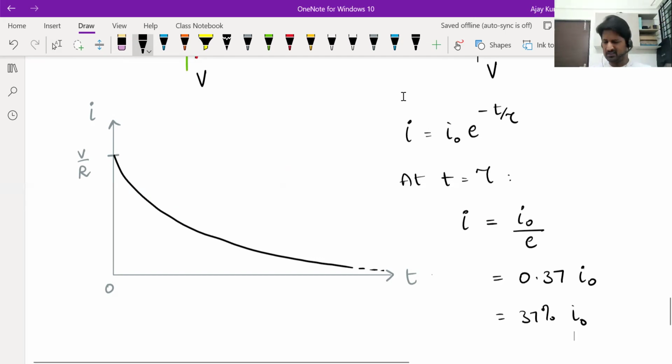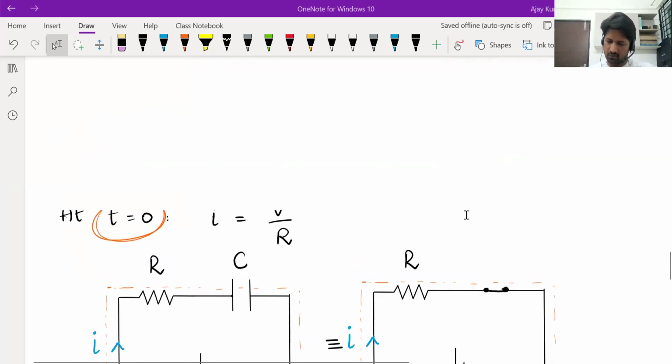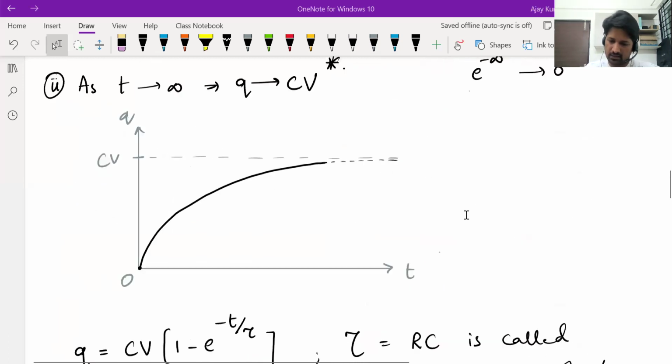See, these are slightly confusing to remember, but from the equation, you should be able to tell what happens to the current in one time constant. So let us mark that in both the graphs. At t equal to tau, let this be the time of one time constant.